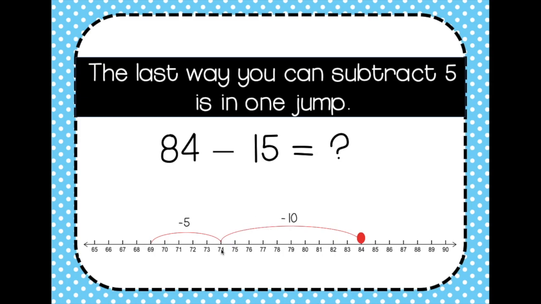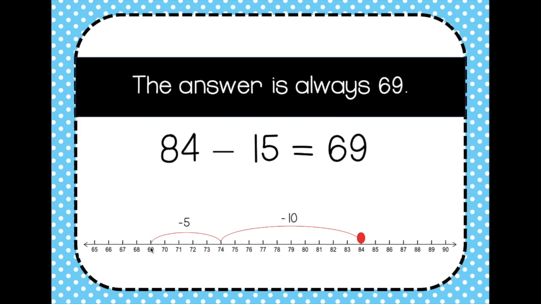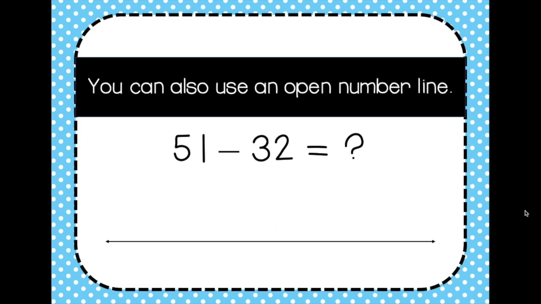So we took away the 10 and got to 74. And if you know that 74 minus 5 is 69, then that works. So the answer is always 69. 84 minus 15 is 69.